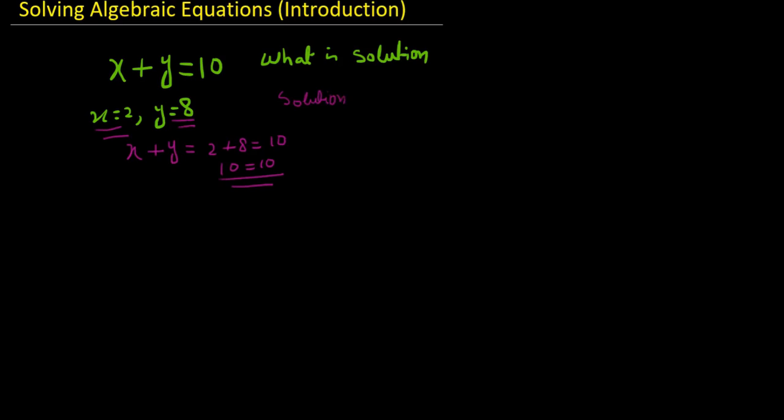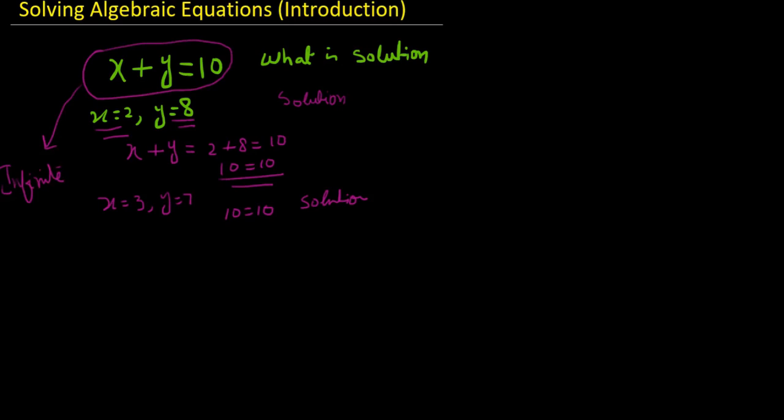But what about if I put x equals 3 and y equals 7? I still get 10 equals 10. So it means this is also a solution. So this equation has infinite solutions.